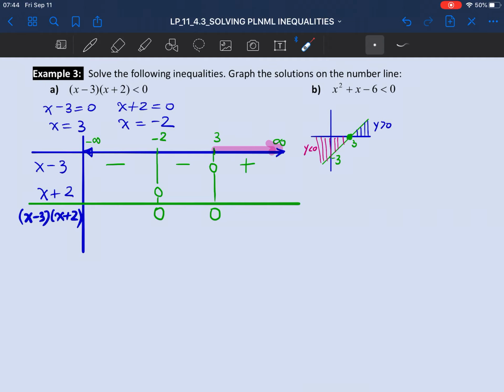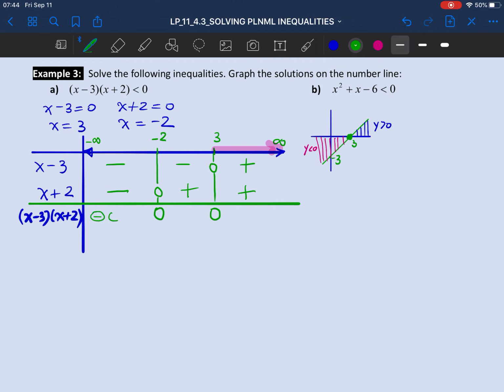X plus 2, on the other hand, is 0 at -2. For numbers bigger than -2, so let's say -1 or 0 or 500, this will be positive. So we'll say positive to the right of negative 2. To the left of negative 2 will be negative. So take as an example, negative 3. Negative 3 plus 2, negative. Negative 100 plus 2, negative. And now we're going to find the sign of the product.